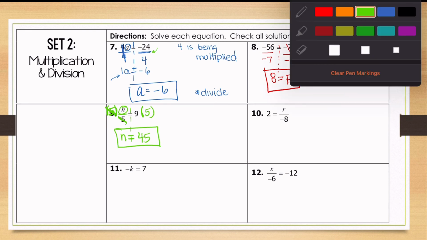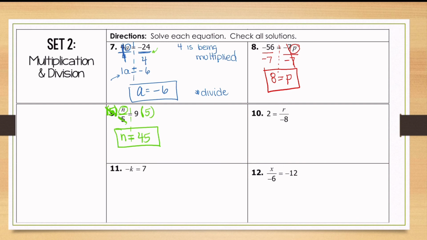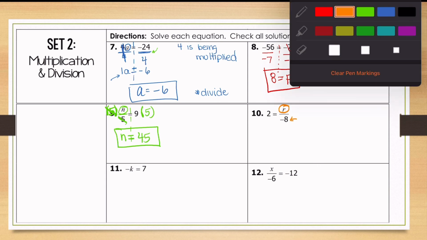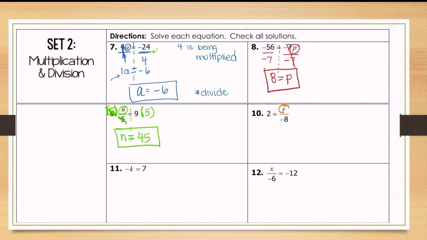Well, it doesn't change when I have a negative on the bottom. Here's my variable. I am dividing by a negative 8. So to undo that division, let me erase this for you. Okay. I'm going to multiply by negative 8. If I do it on the right side, I must do it on the left side. Why is this crossing out here? Because this negative 8 is really over 1. They cancel. And it just leaves me with r equals negative times a positive is a negative.